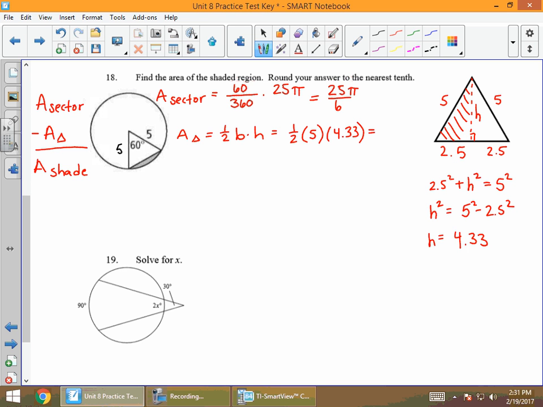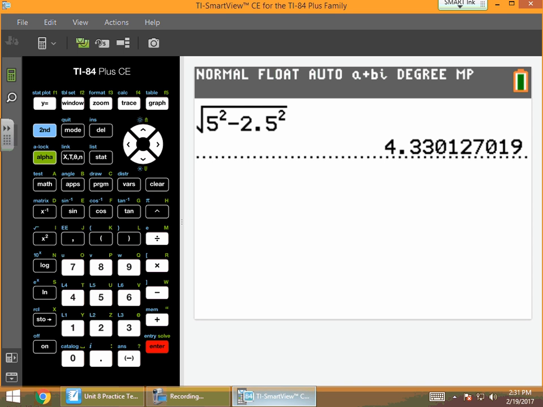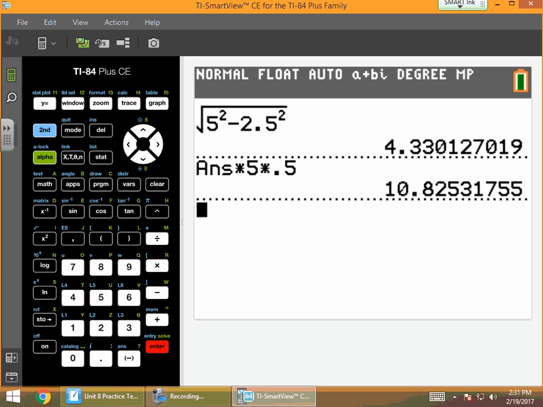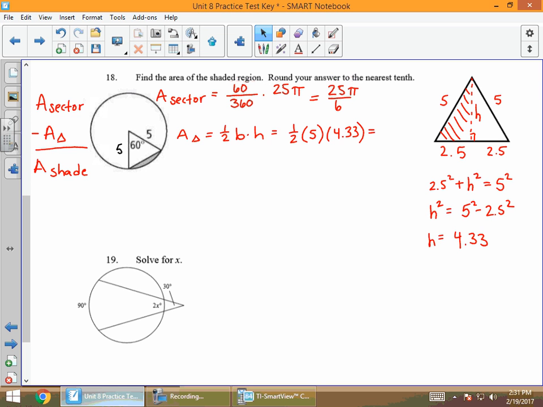So in order to find the area, I have to do this height times 5 times 1/2. Let me go back to my calculator. There's my height times 5 times 1/2, which is 0.5. And that area is 10.825. 10.825 is the area of the triangle.